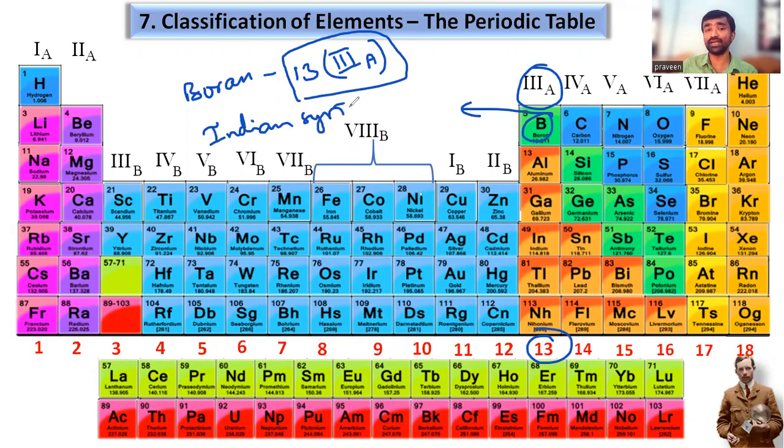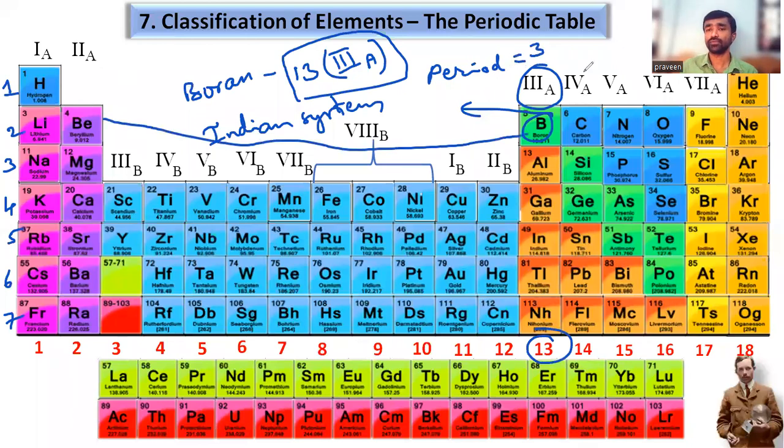What about its period number? So period numbers are given 1 to 7, right? Horizontal rows. So it is 1, 2, 3, 4, 5, 6, and 7. So what about the period number of boron? It is in the third horizontal row. So this is the period number. Now, is it clear about the modern periodic table?